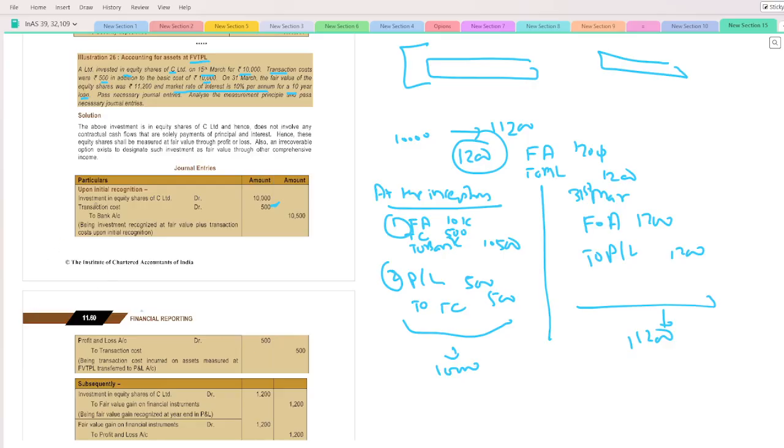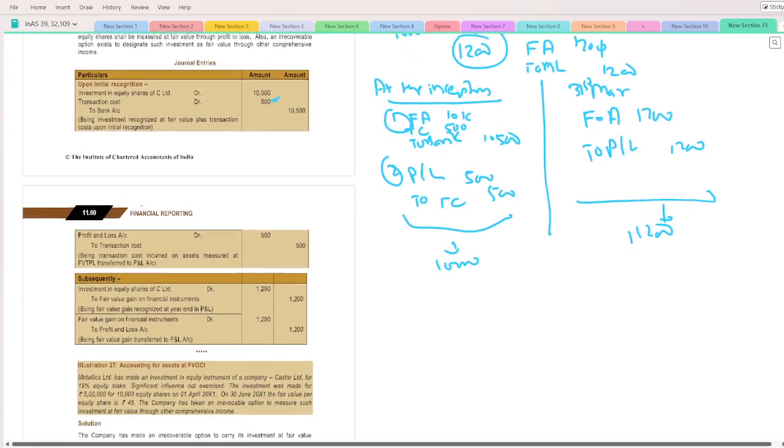So transaction cost, so investment in the equity share. I have just written it in short, the financial asset, but you can write it as investment. This is a more appropriate way. Investment in the equity share, 10,000. Transaction cost debited 500. Then to bank 10,500. Then profit and loss to transaction cost 500. This is on the initial recognition. Then subsequently the value has increased. So investment in the equity share of C Limited 1,200, to fair value gain, and this fair value gain to the profit and loss 1,200. So directly you can combine these two entries also. So this is also okay.